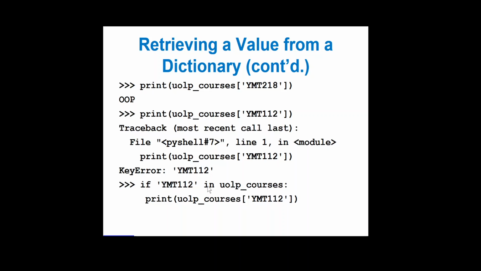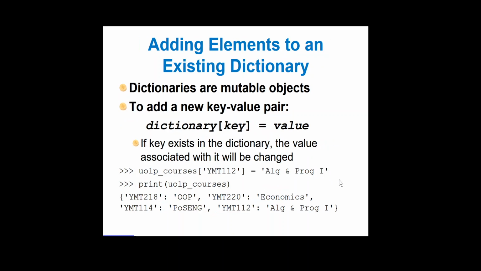So we can use in or not in to inspect if the key is available in the dictionary or not. We can do it like this: if Ymt218 in ULP courses, print it. In that case we will not end up having the traceback call and all that exception problem. You can handle this exception, but this is an easier way to deal with it. You can create try and except if you want a professional way of dealing with such a key error exception.